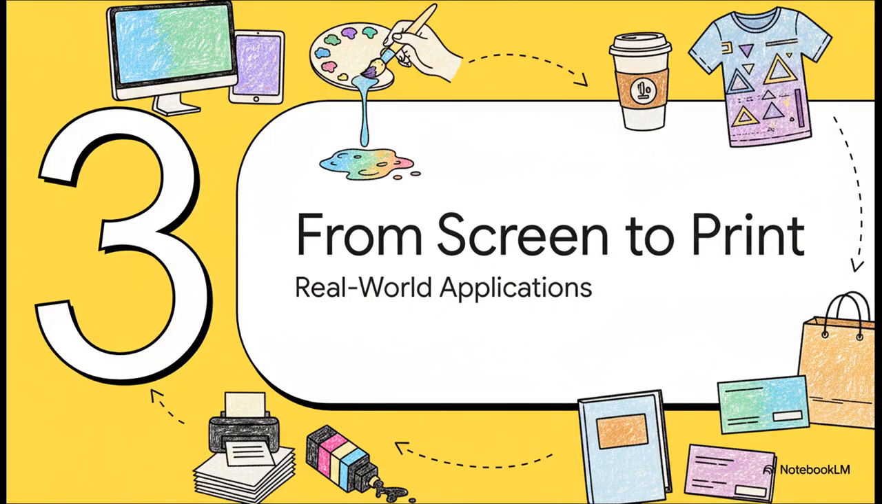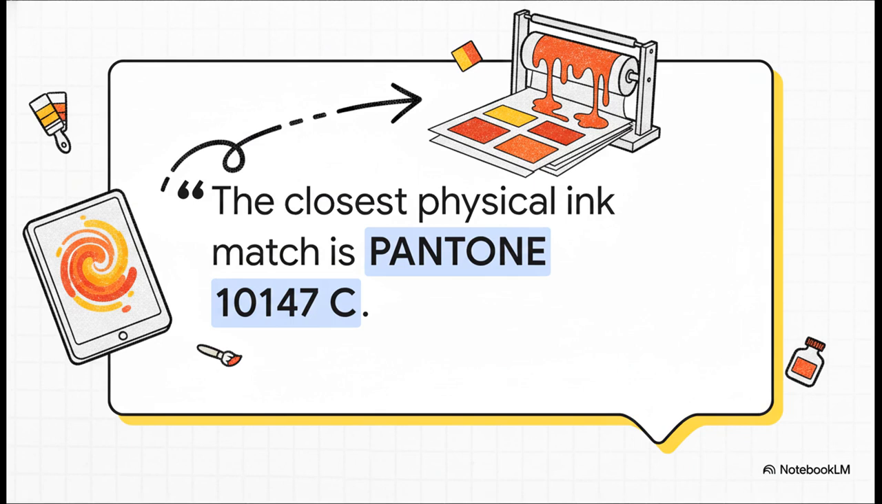Okay, this is all great for when we're working on a screen, but what happens in the real world? In this next part, we're going to see how these digital colors actually translate to both physical print and digital accessibility. Now, for anyone who's ever done print design, this is, well, it's huge. This feature literally bridges the gap between your digital screen and a physical product by finding the closest Pantone ink match. So your digital hashtag C96115 becomes a specific real-world ink, which means you get perfect color consistency on everything you make.